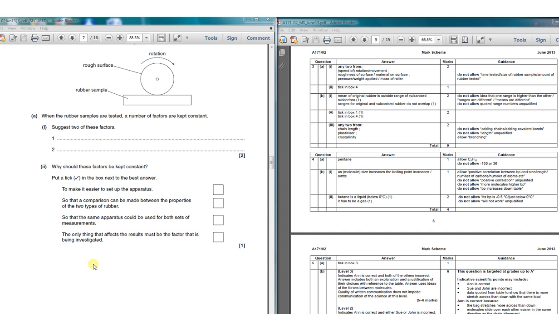But the last one, the only thing that affects the results must be the factor that is being investigated. This is true of every science experiment, that the only thing that is going to affect the results is the factor that you are investigating. In this case, the type of rubber is going to be the only thing that affects the results. So the answer must be box 4. So if you put a tick in box 4, you have got your mark for A part 2.